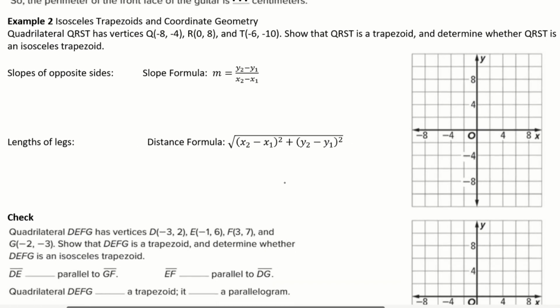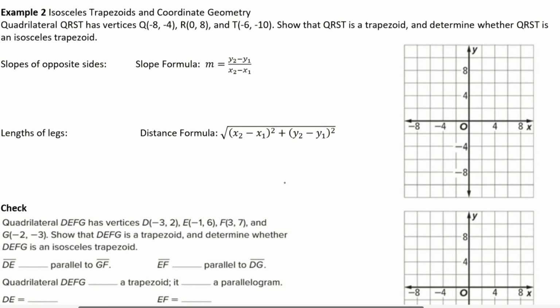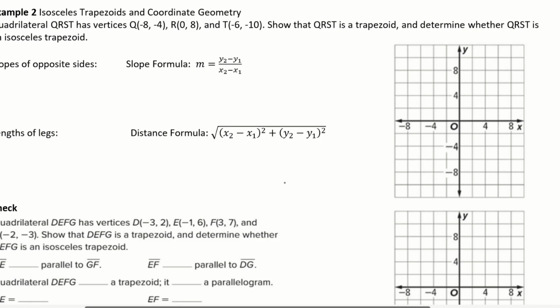Example 2 is involving coordinate geometry. So what we're going to do is first prove that QRST, with the coordinates given, is a trapezoid, and then after which we're going to determine whether it's an isosceles trapezoid. So first trapezoid, then determine if it's specifically isosceles.